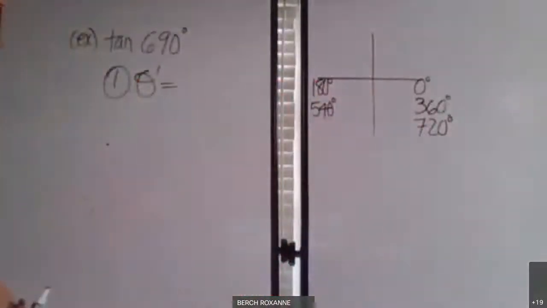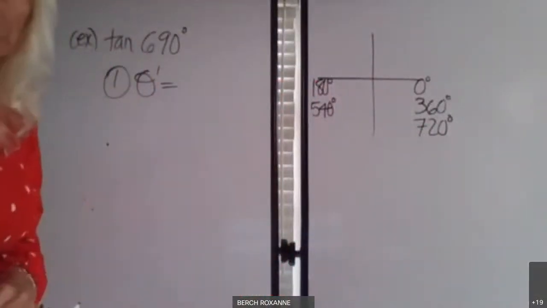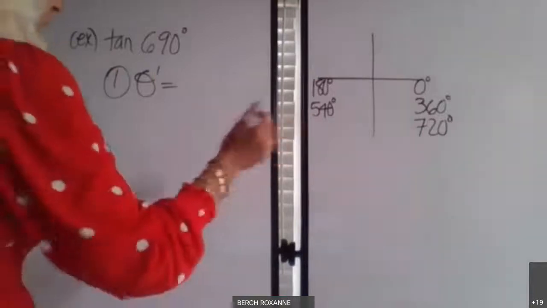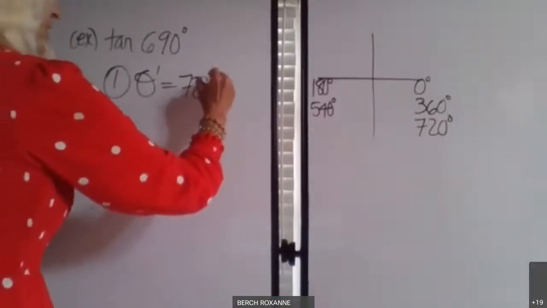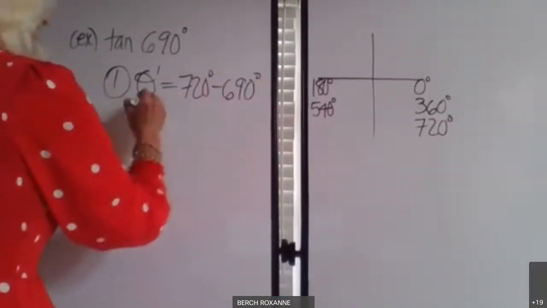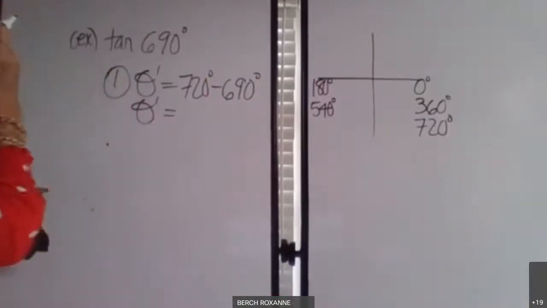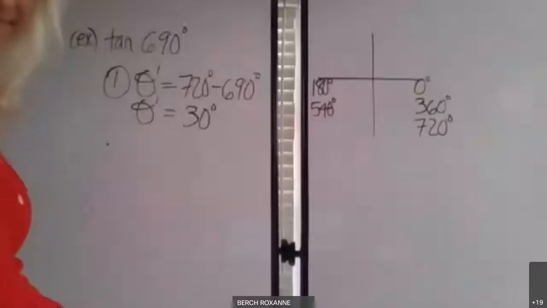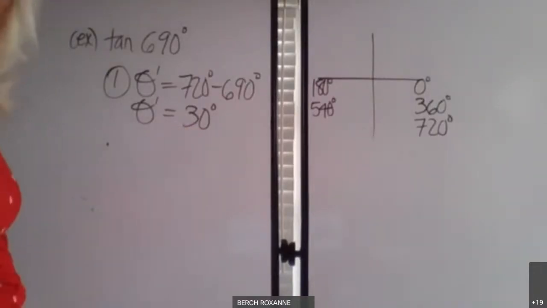Well, that seems like it's pretty close. So I'm just going to take 720 degrees and subtract 690. And what do you get? 30 degrees. That's pretty good. Right? Is this a positive acute angle in the first quadrant? Yes. Okay.